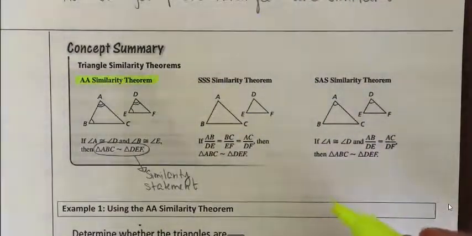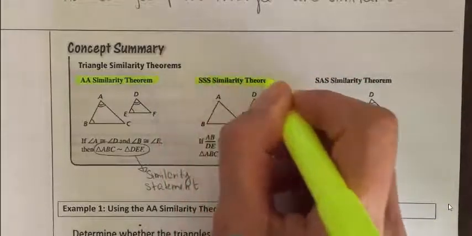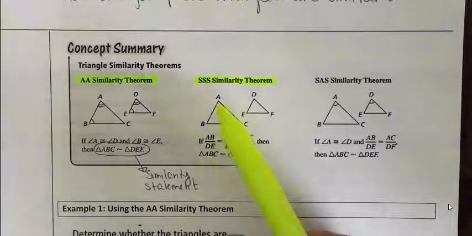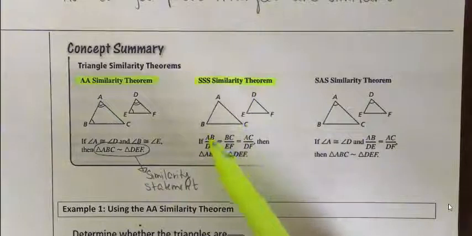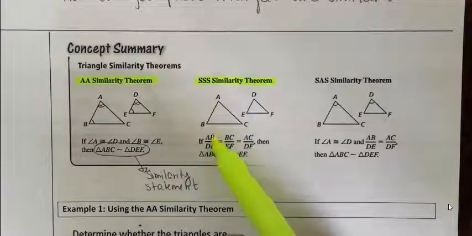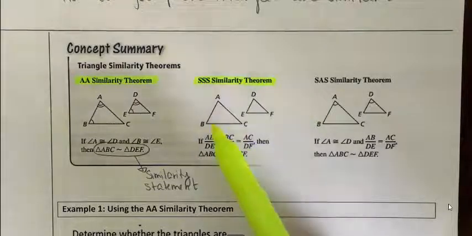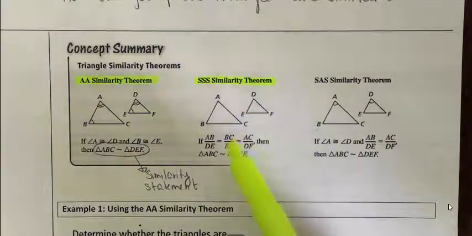The next way is to show that all three sides are proportional to the other three sides. So that's the side-side-side similarity theorem. Basically what you can do is take any side, so AB and DE, set up their scale factor, or a ratio of those two sides, and set it equal to any other two corresponding sides, like side BC and side EF.